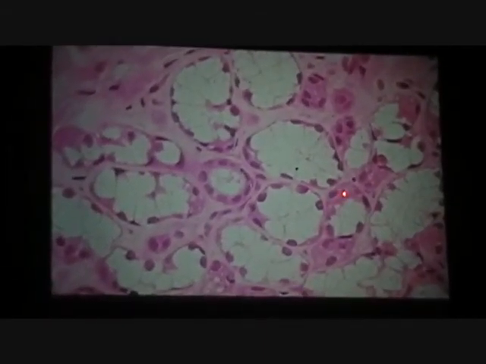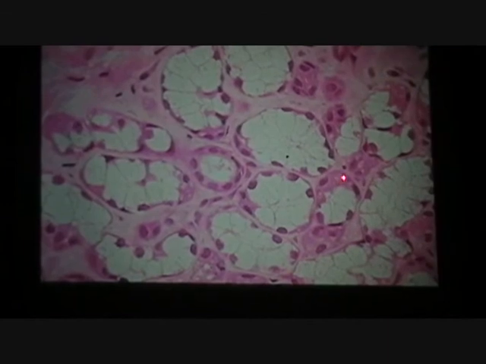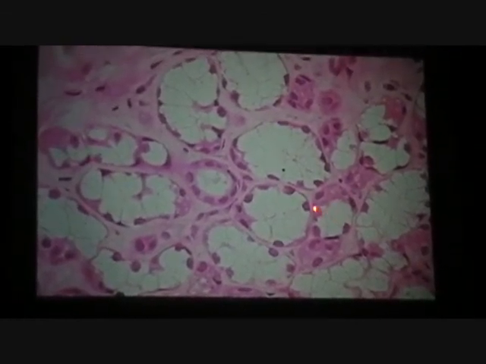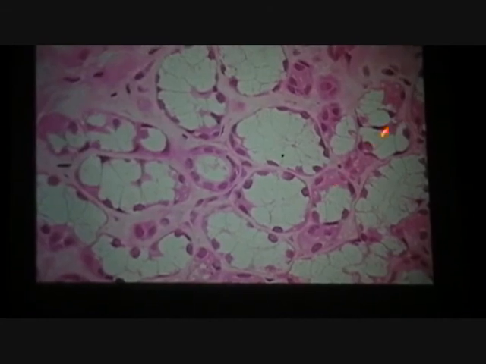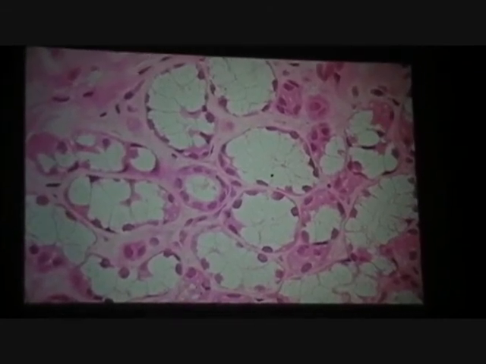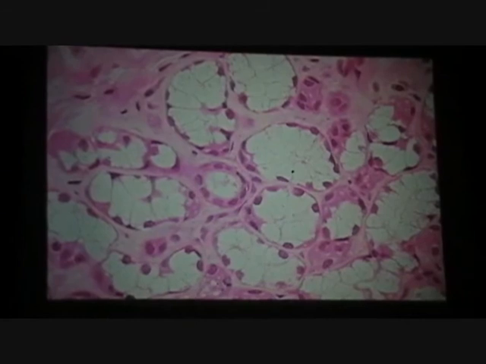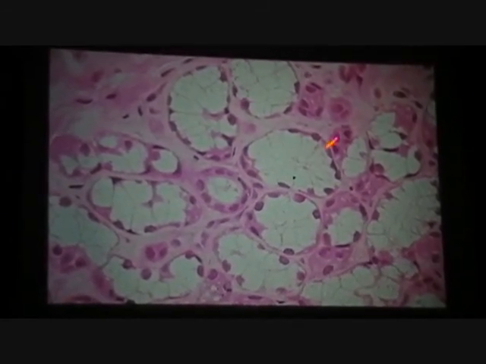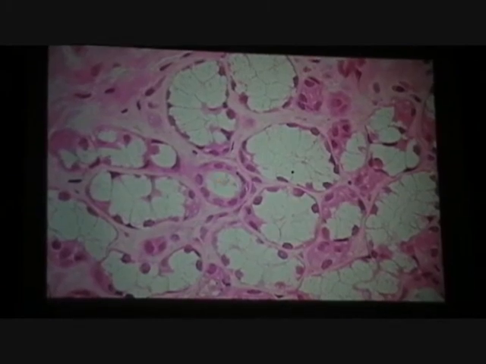What's this? That's a demilune. There are little caps of serous cells on the mucus. Still has demilunes. So that's what you're thinking about to tell which salivary tissue you're looking at. One of those intercalated ducts.